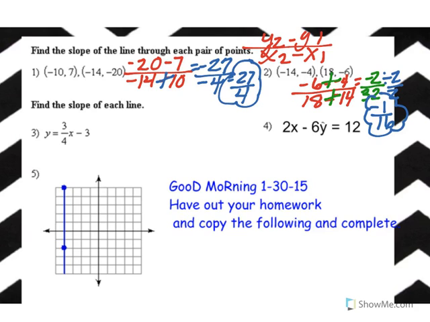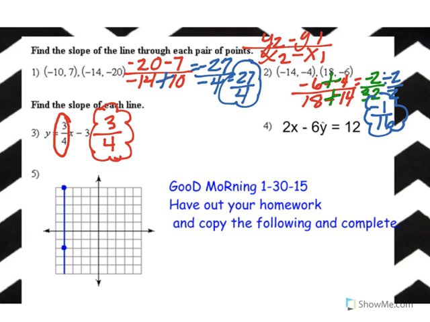All right, so find the slope of each line for this equation. Since this is in slope-intercept form and y is by itself, you can just look at the number before x, and that tells you that the slope is 3/4. So your slope for number 3 is 3/4.